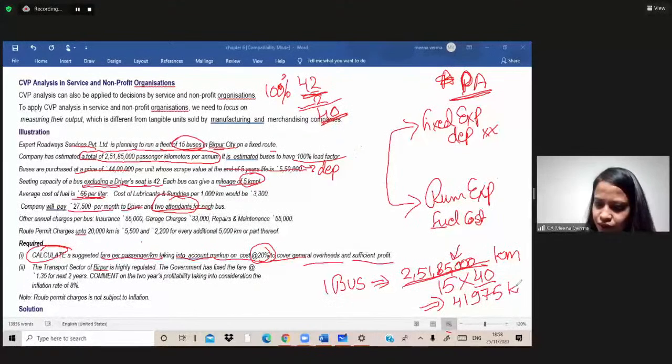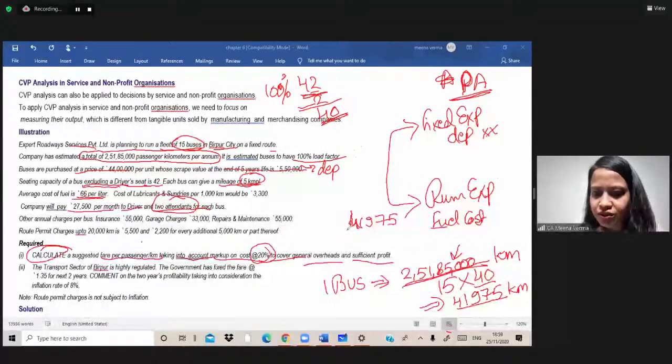41975 kilometer. This is the distance traveled by each bus. It is mentioned here that the mileage of the bus is 5 kilometer per liter. For 1 liter, the bus can travel 5 kilometer. So we will find how many liters are required for traveling these 41975 kilometers.